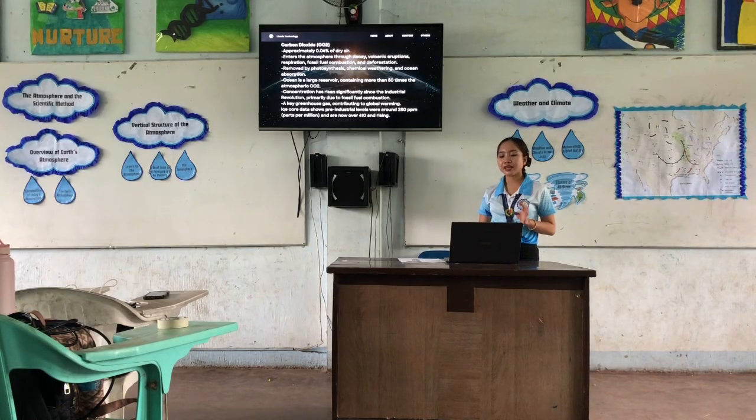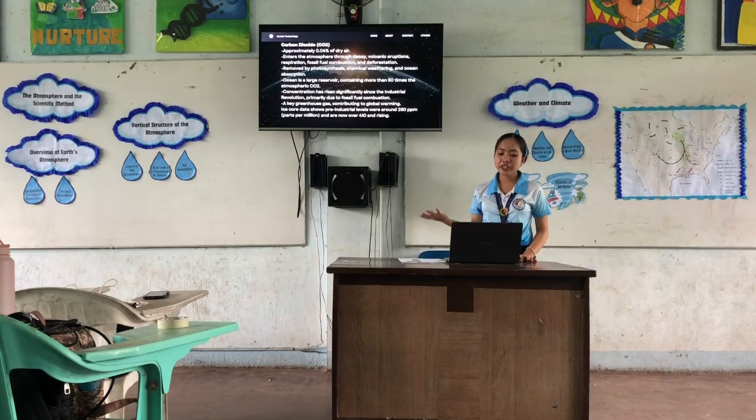So the ocean is a large reservoir containing more than 50 times the atmospheric CO2. Concentration has risen significantly since the Industrial Revolution, primarily due to fossil fuel combustion. It is a key greenhouse gas contributing to global warming. Ice core data shows pre-industrial levels were around 280 parts per million and are now over 410 and rising.